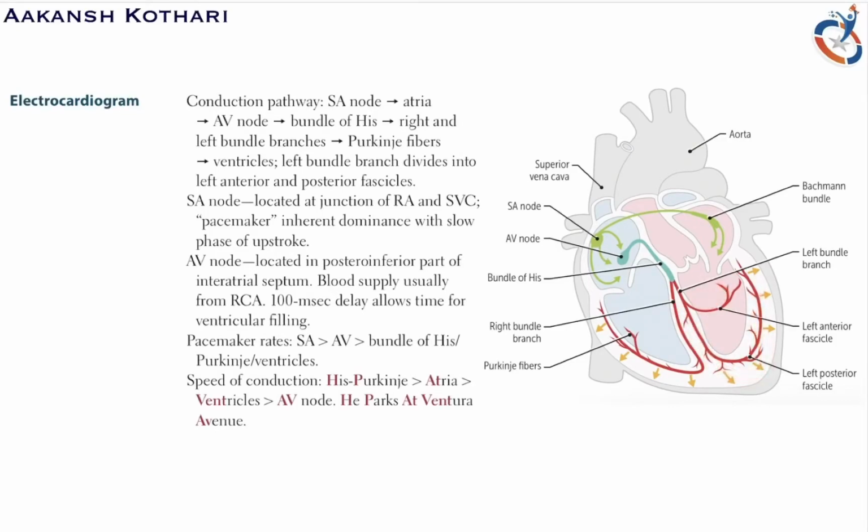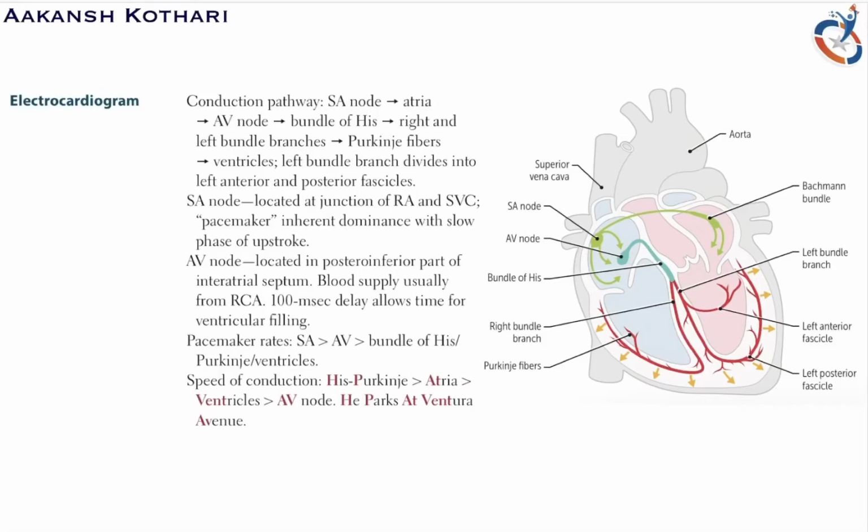Is this clear? Now the SA node, as I told you, is located at the junction of the right atrium and the superior vena cava and has inherent dominance with a slow phase of upstroke. This slow phase of depolarization, that we have discussed in the pacemaker potential, is an aspect which creates autorhythmicity. I again repeat, it is the slow depolarization phase, that is phase 4 of the pacemaker action potential, that is responsible for the autorhythmicity of the SA node.